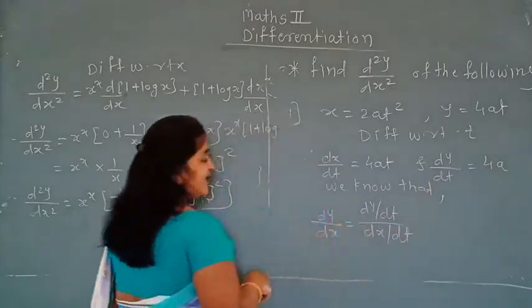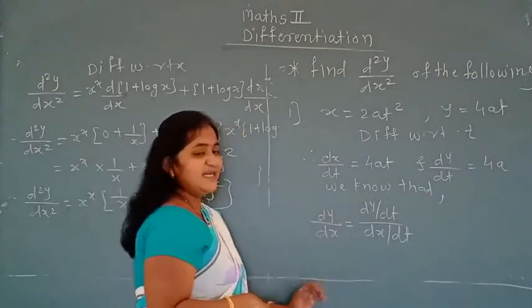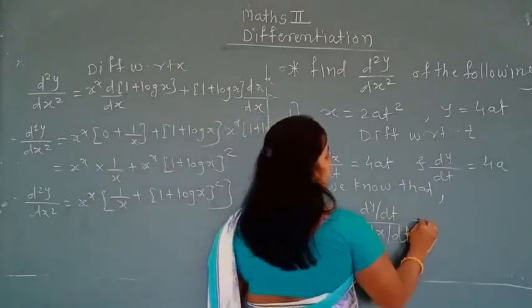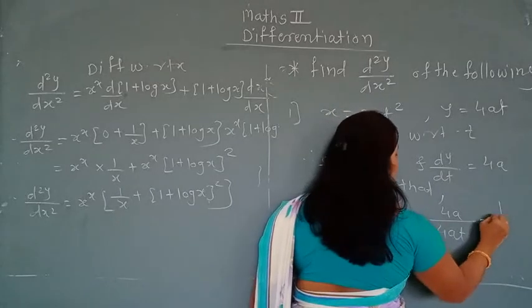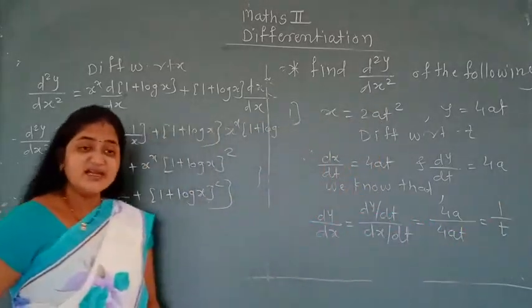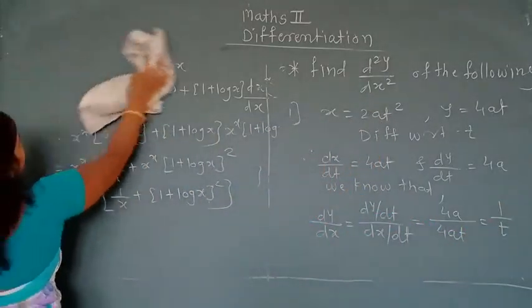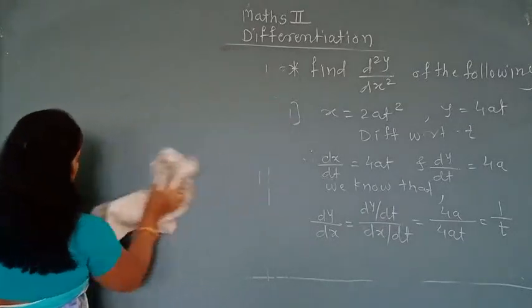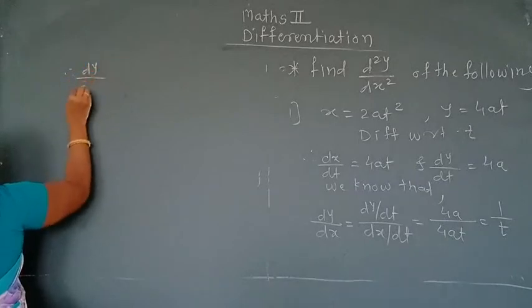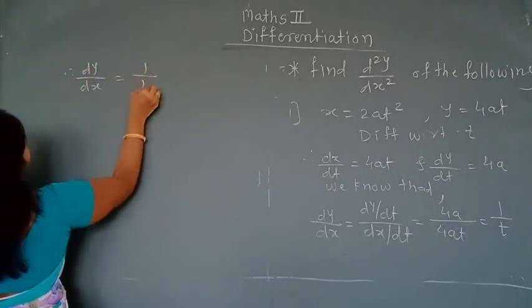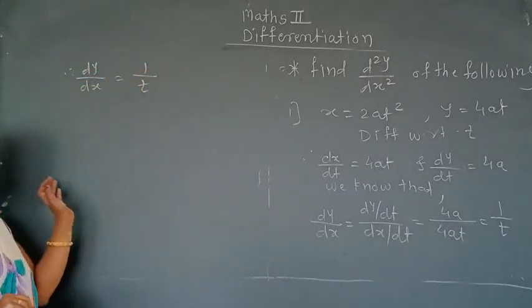We know that dy by dx is equal to dy by dt divided by dx by dt. So we can substitute the values here, 4a divided by 4at. So we get 1 upon t. So we get dy by dx is equal to 1 upon t. But this is the first order derivative.